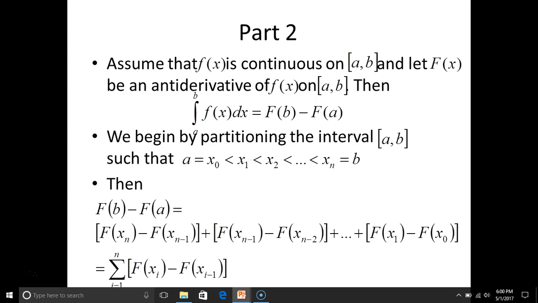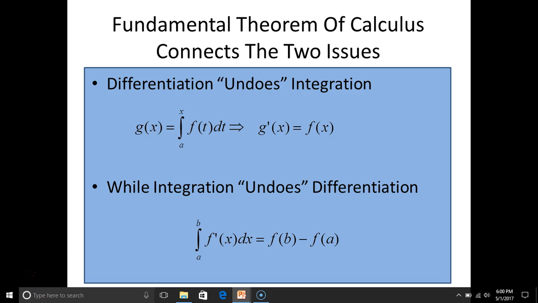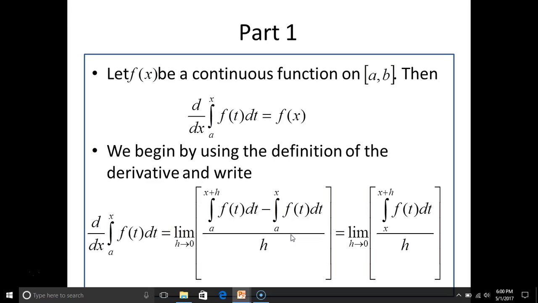Again, the fundamental theorem of calculus is very important, because it connects the two ideas of differential calculus, saying that the derivative undoes integration, and integral calculus, where integration undoes differentiation. Anyway, thank you very much.